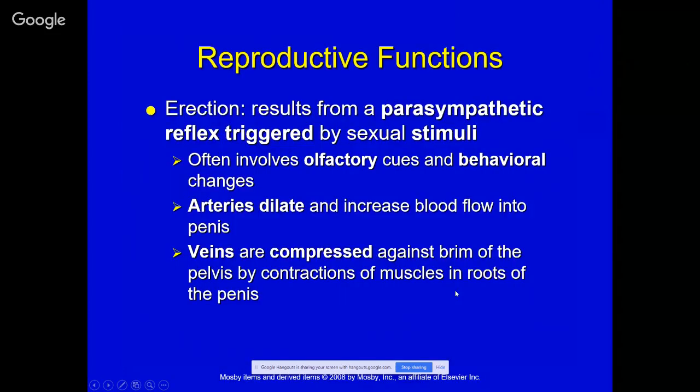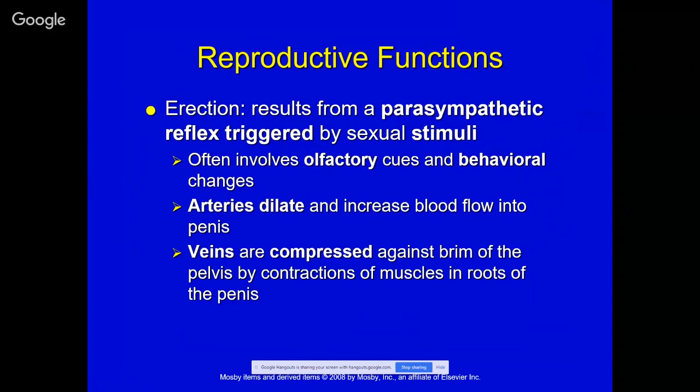There's a picture of the penis with the retractor penis muscles, the sigmoid flexure, and the glans at the distal end. Reproductive functions: erection results from the parasympathetic reflex triggered by sexual stimuli. So again, it's parasympathetic, so nothing fight or flight or stress can be occurring or should be occurring during this parasympathetic reflex. This often involves olfactory cues and behavioral changes. So they will be able to detect when a female is ready to be bred.